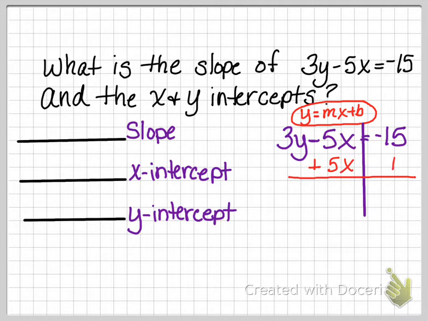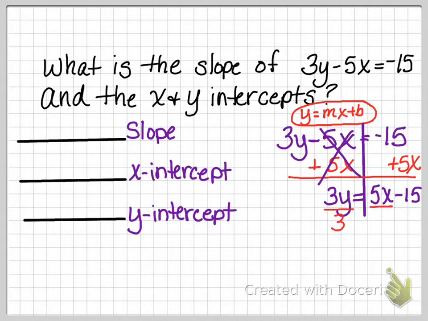I'm going to add 5x to both sides. When I do that, my x's cancel out, and I just have 3y equals, and remember we like to put the variables first, so we're going to put that 5x first, and that minus 15 second. Divide the y, move the x, divide the y. So we're going to divide everything by this 3.